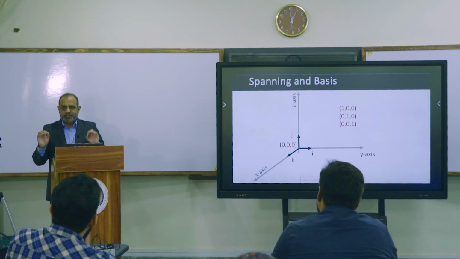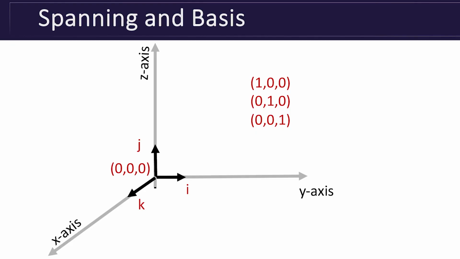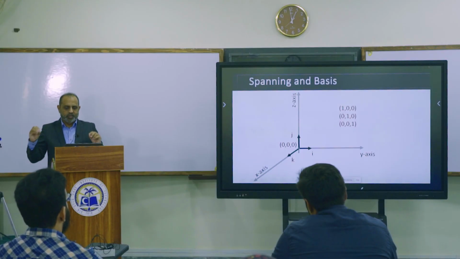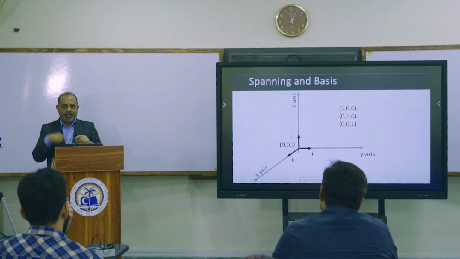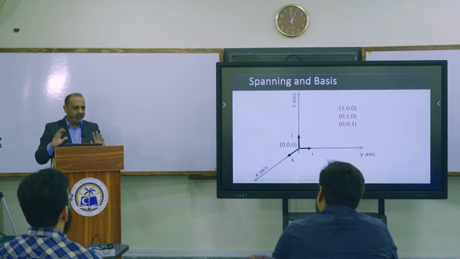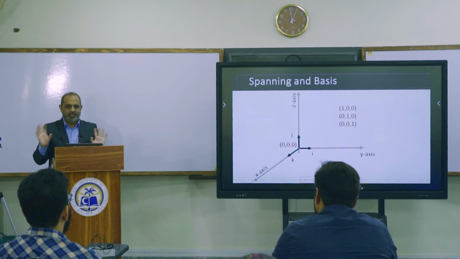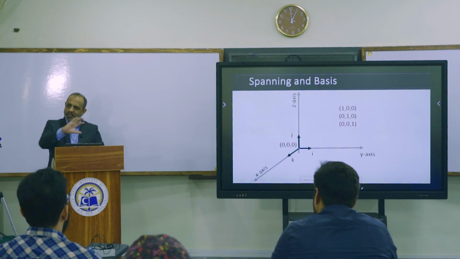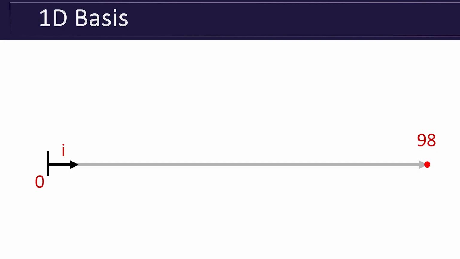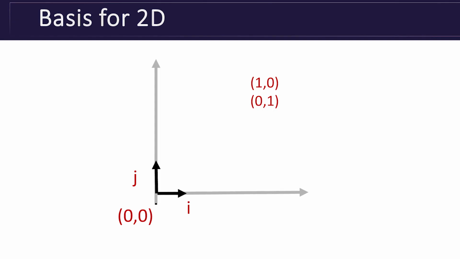So the best basis for spanning a three-dimensional vector space is (1, 0, 0), (0, 1, 0), (0, 0, 1), the x-axis, y-axis, z-axis. As I told you, it need not be orthogonal; anything which is independent can be a basis and can take you to any point in this space, okay? But the best is what you have: i, j, and k. So the 1D basis is only i, so you can reach any point on this line by multiplying i with a number: i multiplied by 2, i multiplied by minus 1, i multiplied by 1.1.